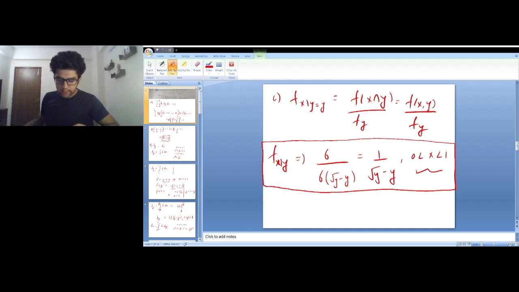So k was 6 and f of x was 6x minus x square, y lies between 0 and 1. F of x given y, yes. But what they have done is a little bit different, right? So everything that we have done till now is absolutely correct.